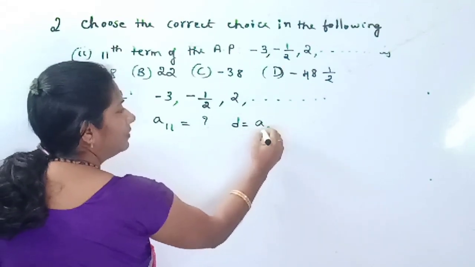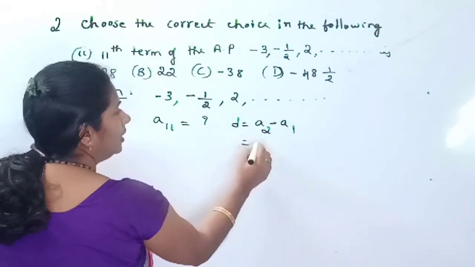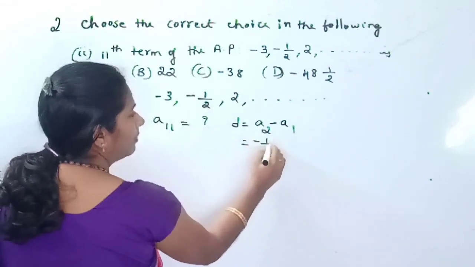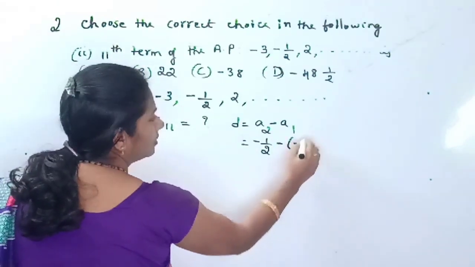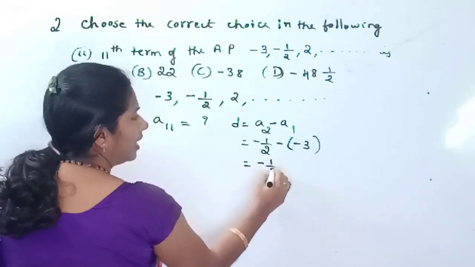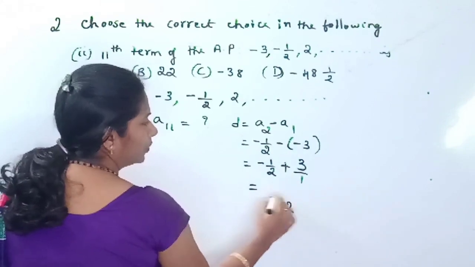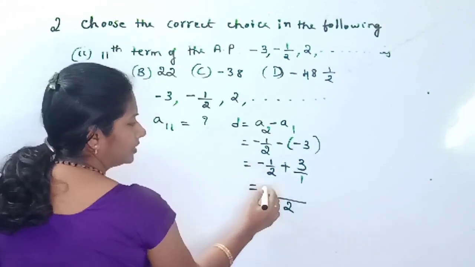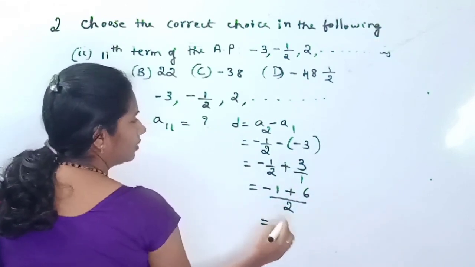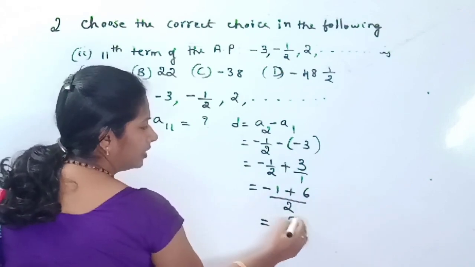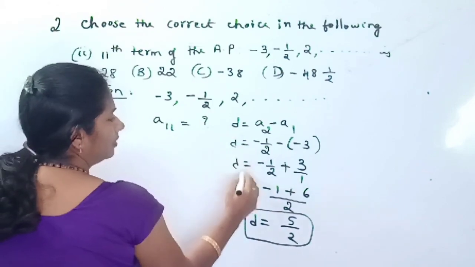How will you find the common difference? A2 minus A1, isn't it? So the A2 value is how much? It is -1/2, minus the A1 value, which is -3. So it is how much? -1/2 plus 3. Take the LCM, children. 2 1s are 2, 1 into -1 is -1, 1 2s are 2, 2 3s are 6. So what is the common difference, children? 6 minus 1, it is 5 by 2.